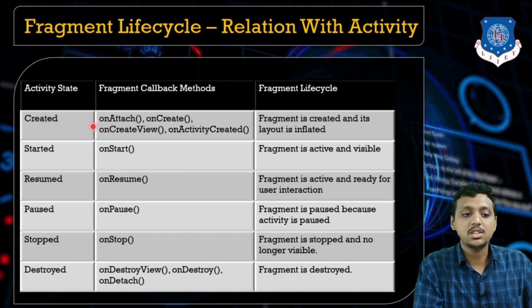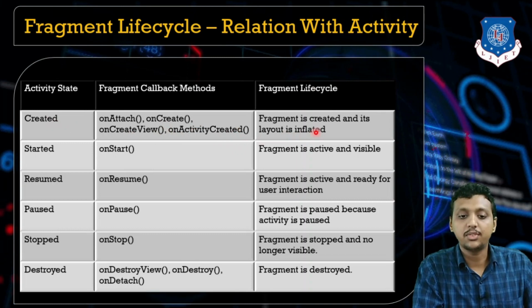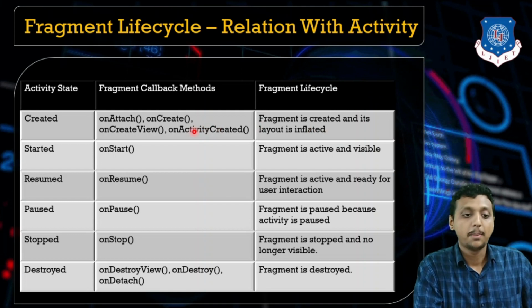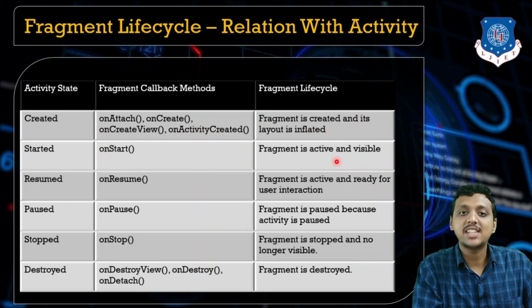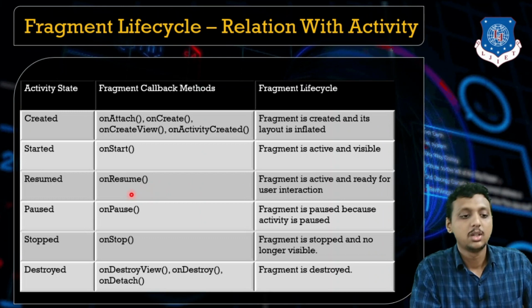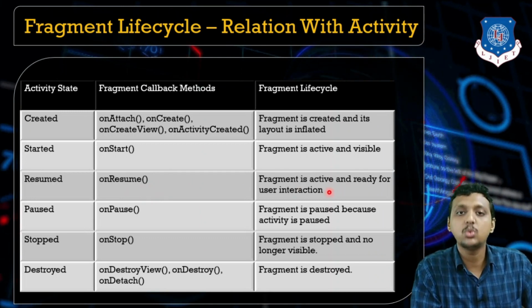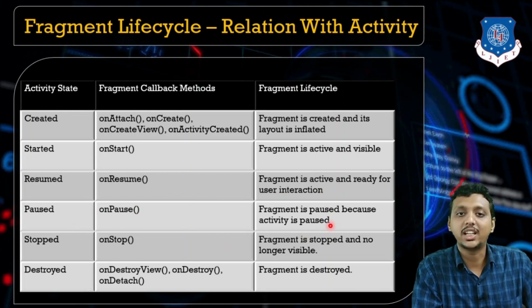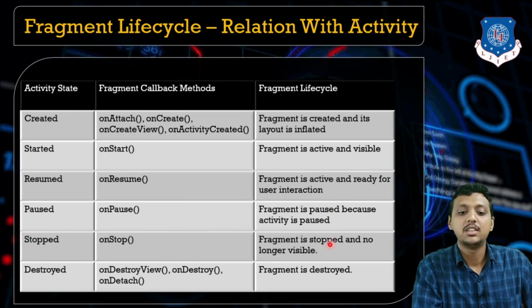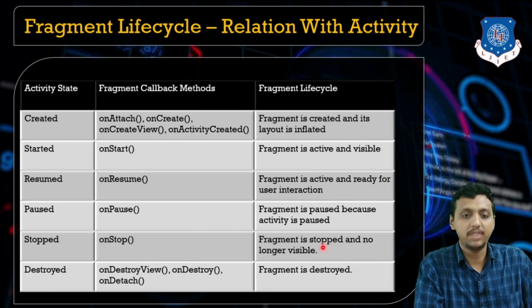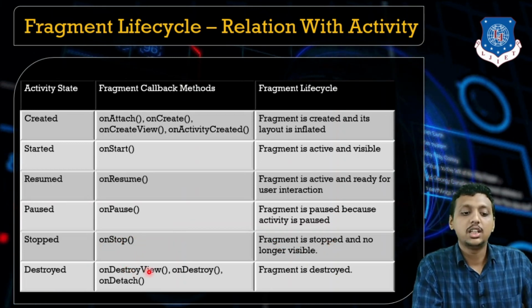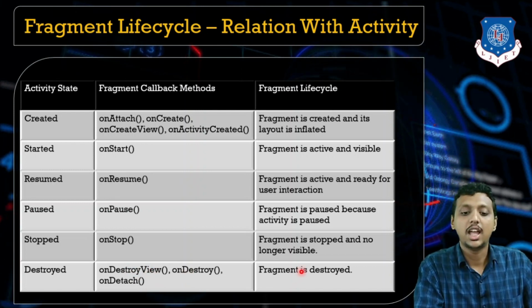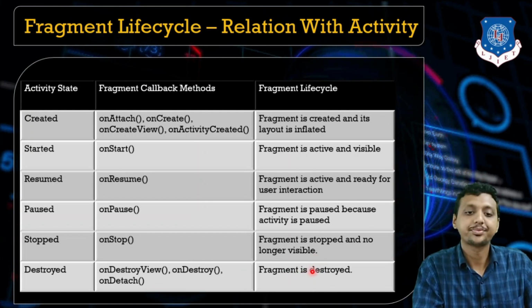See, in the first state, when the activity is created, the fragment is created and its layout is inflated. The layout is getting ready. Now on start, the fragment is active and visible to the user. When it is resumed, the fragment is active and ready for user interaction. On pause, the fragment is paused because the activity is paused. On the stop method, the fragment is stopped or no longer available. On destroyed, the onDestroyView, onDestroy, and onDetach, these three methods are called and the fragment gets destroyed.